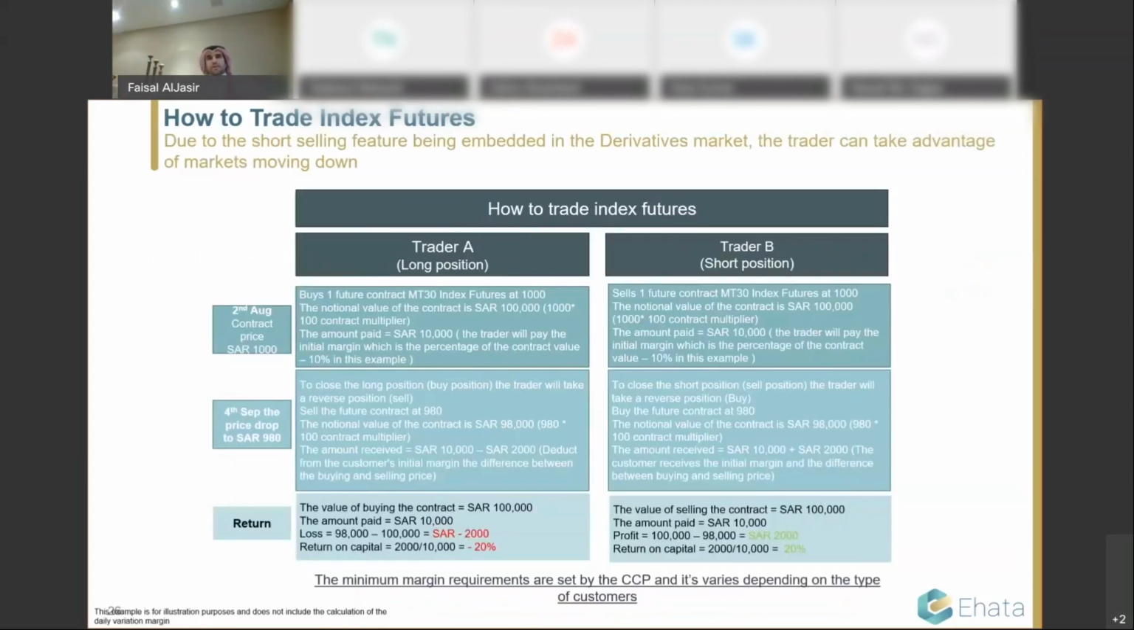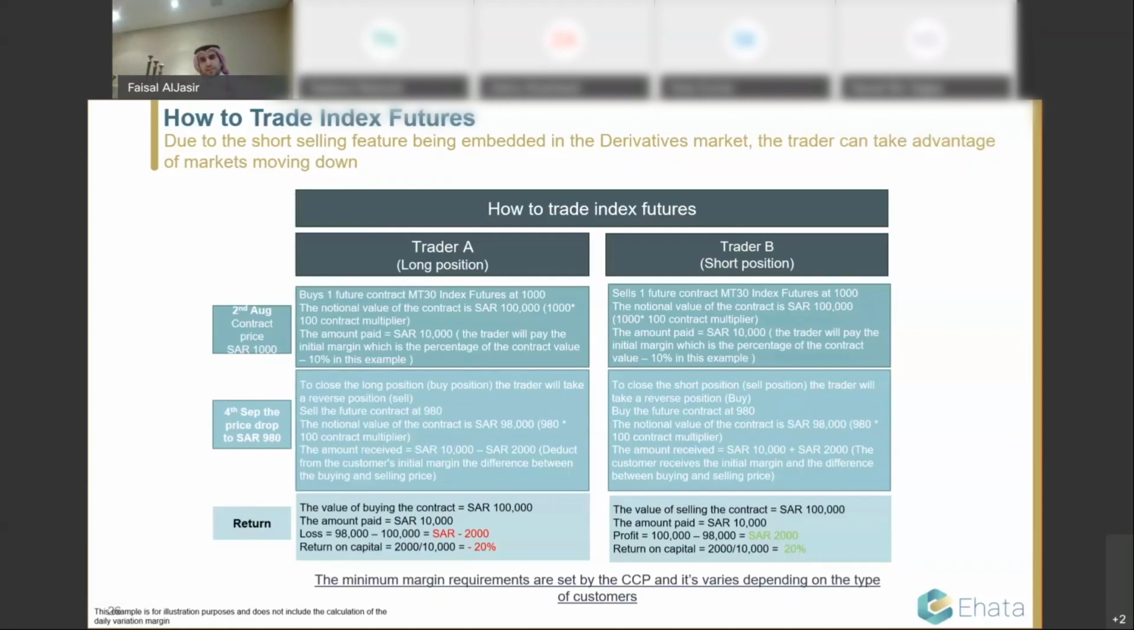How to trade index futures. This is a good example. We want to first just hear a glimpse of how the long position looks in a certain scenario and how the short position looks. So when you buy one future contract, let's say August 2nd, you buy one MT30 index future contract at 1,000. So that's 100,000, 1,000 multiplied by the multiplier. That's your exposure. Your exposure is 100,000, and you are a buyer. You'll need to put the initial margin for that, 10 percent, which is 10,000.